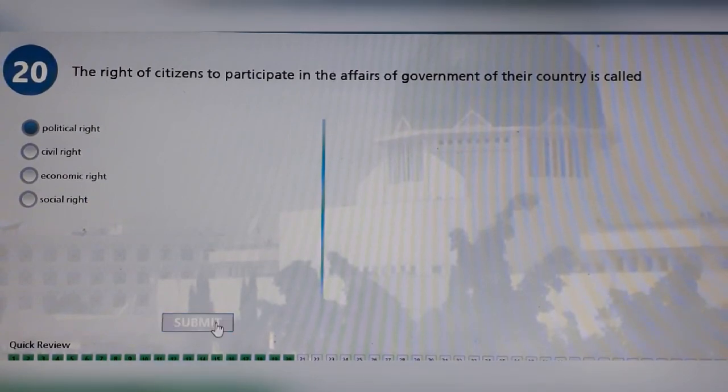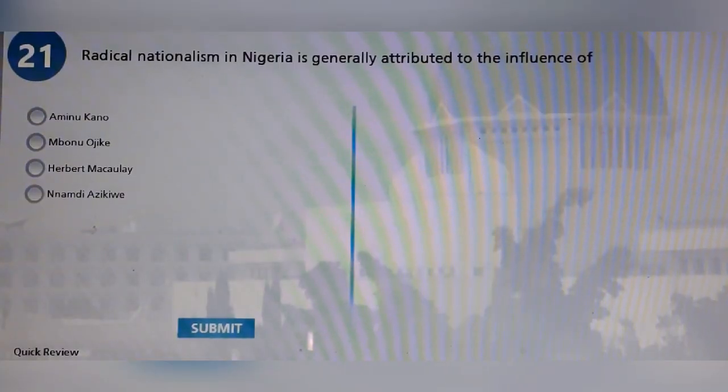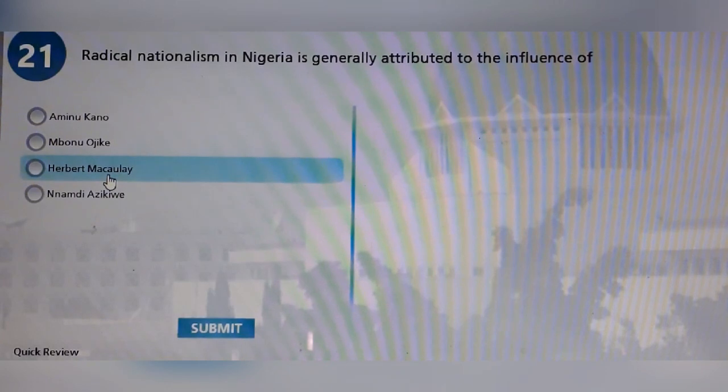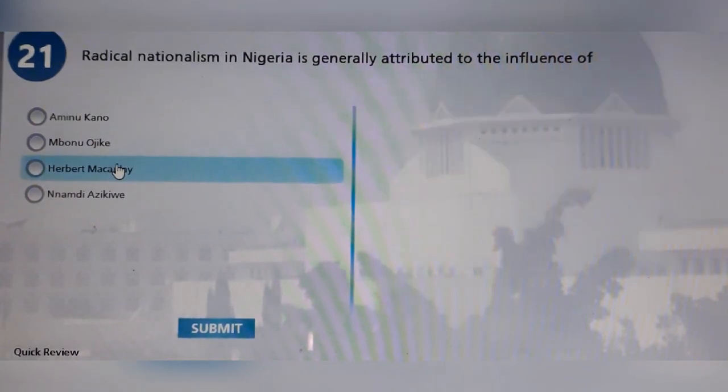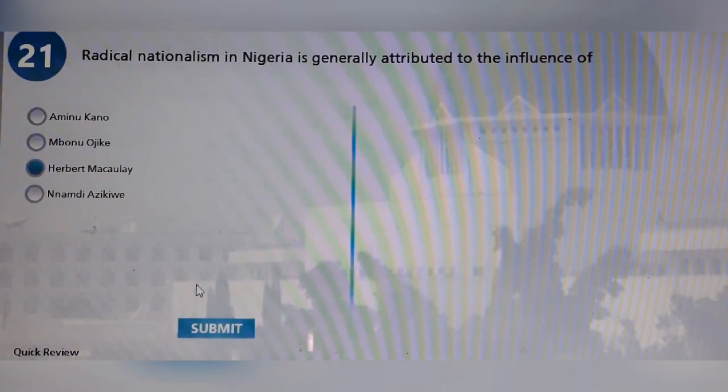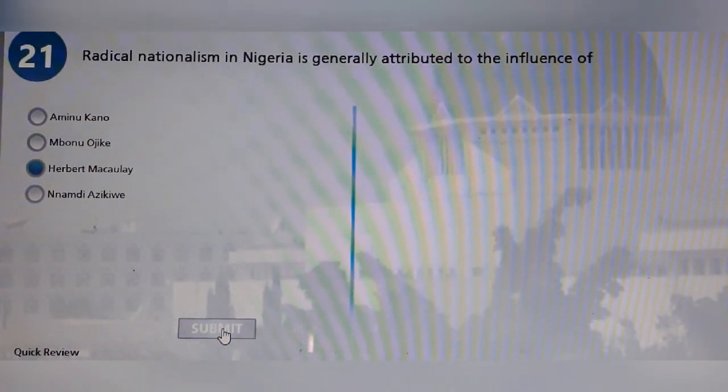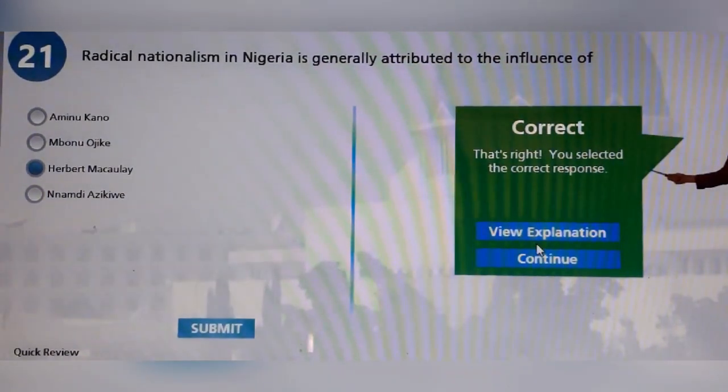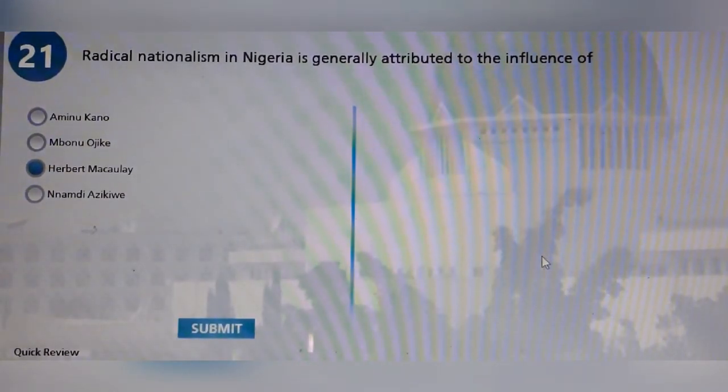Our political rights. Number 21 says radical nationalism in Nigeria is generally attributed to the influence of A, Aminu Kano, B, Mbonu Ojike, C, Herbert Macaulay, and D, Nnamdi Azikiwe. Of course, we know our correct answer is Herbert Macaulay, because he was the first politician to create a political party in Nigeria. The NNDP and NCNC were products of his radical nationalism. So that is option C.